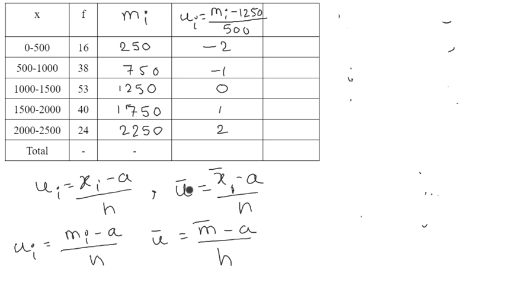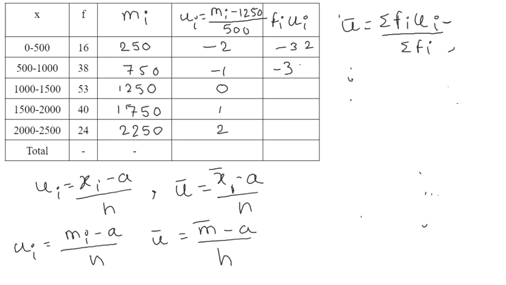Now we want to find that u bar. So u bar is equal to, what is the formula for u bar? Since this is the continuous type frequency distribution, our formula will be along with frequency, that is summation fi ui upon summation fi. So in order to find these quantities, we are going to make one more column, that is fi ui. We are going to multiply these numbers. 16 into minus 2, that is minus 32, then minus 38, 53 into 0, 40 into 1, and next is 24 into 2, that is 48.